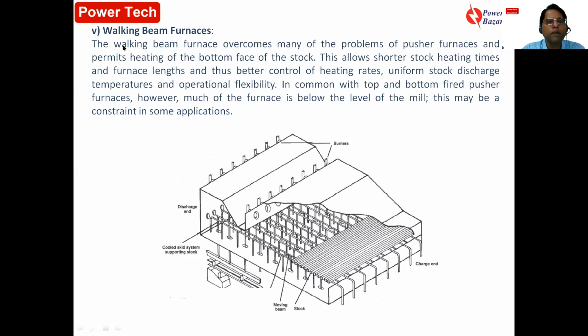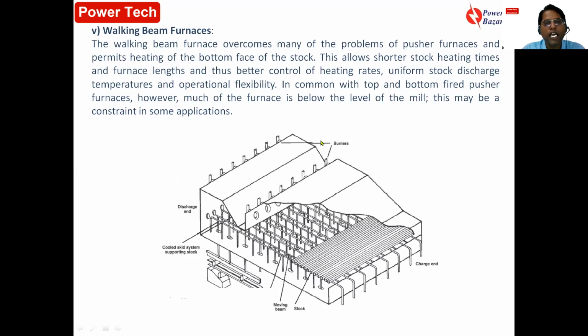Now come to walking beam furnace. This is one of the important and energy efficient furnaces. Now walking beam furnace overcomes many of the problems of pusher furnace and permits heating of the bottom plane of the stocks. This allows shorter stock heating time and furnace length, thus better control of heating rates, uniform stock discharge temperature, and operational flexibilities. In common with top and bottom fired pusher furnace, however, much of the furnace is below the level of the mill. This may be constrained in some applications.